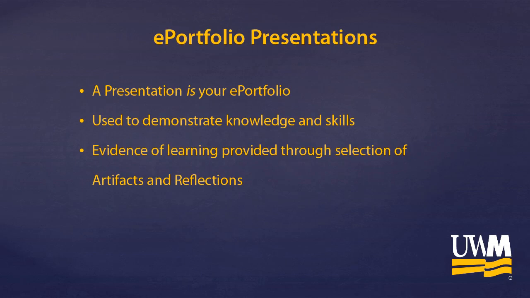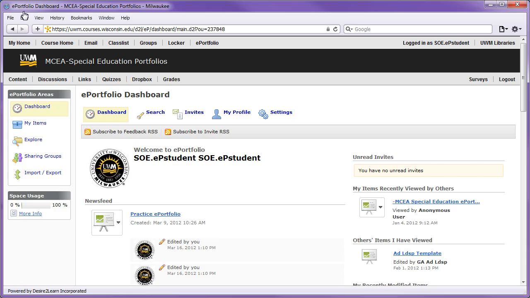As mentioned in the previous video in this series, your presentation is your ePortfolio. This is where you'll display items that demonstrate your knowledge and skills, such as a resume, philosophy statement, professional development plan, and objects such as artifacts and reflections indicative of your learning. To start building a presentation, click My Items in the left-hand navigation.